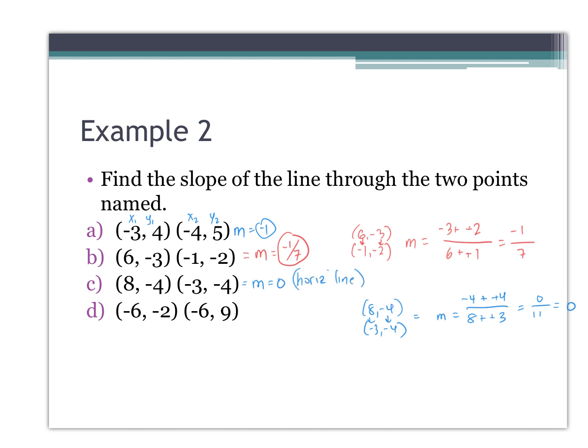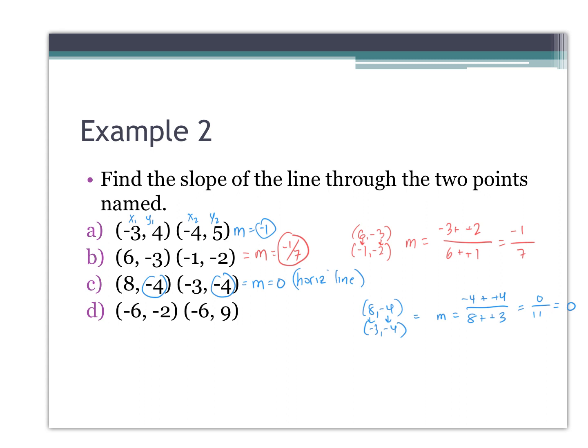Remember, a horizontal line has a run, but no rise. Notice my y's don't change. My y's are always negative 4. The only thing that's changing is my x's, which makes this accurate. Makes it consistent.